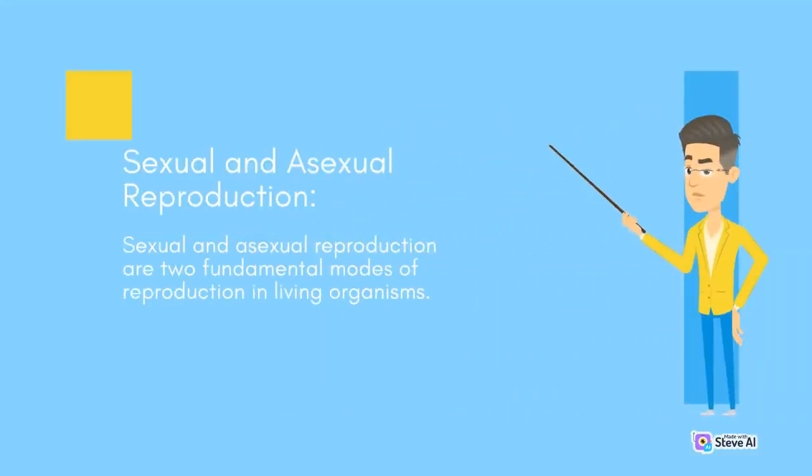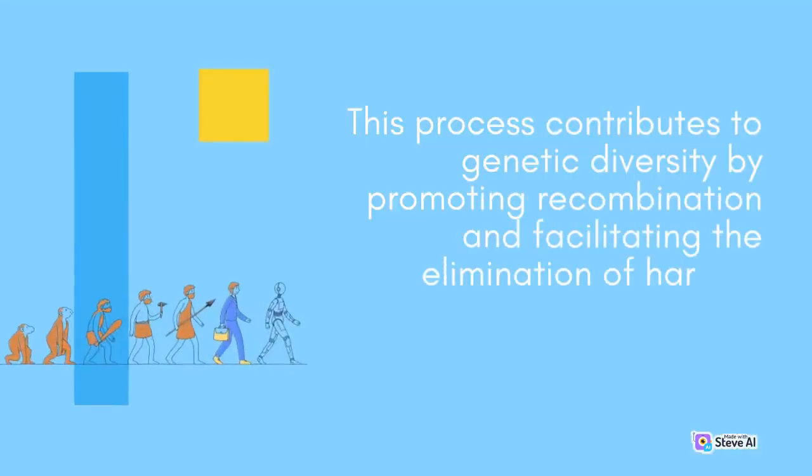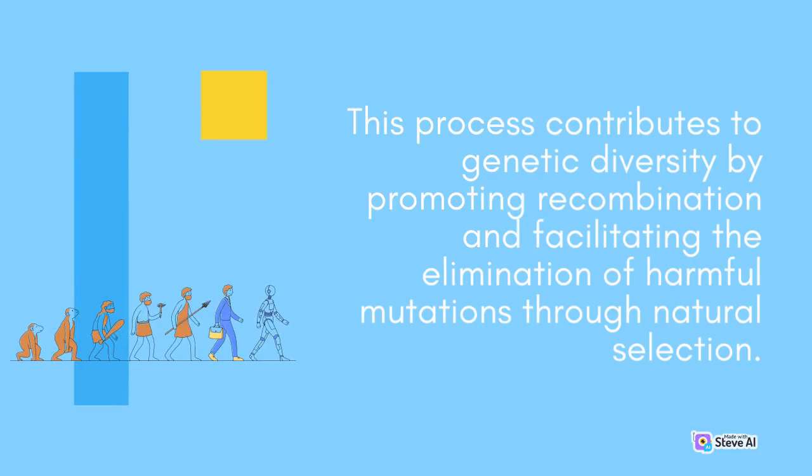Sexual and asexual reproduction. Sexual and asexual reproduction are two fundamental modes of reproduction in living organisms. Sexual reproduction involves the fusion of gametes, sperm and egg, resulting in offspring with a combination of genetic material from both parents. This process contributes to genetic diversity by promoting recombination and facilitating the elimination of harmful mutations through natural selection.